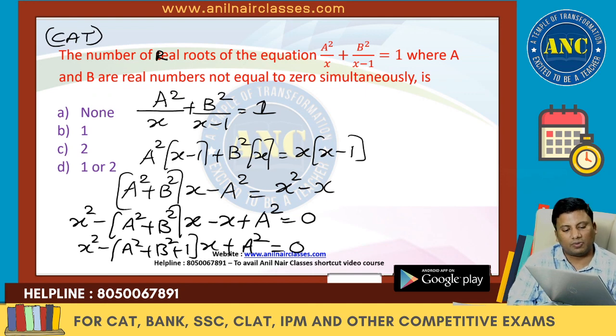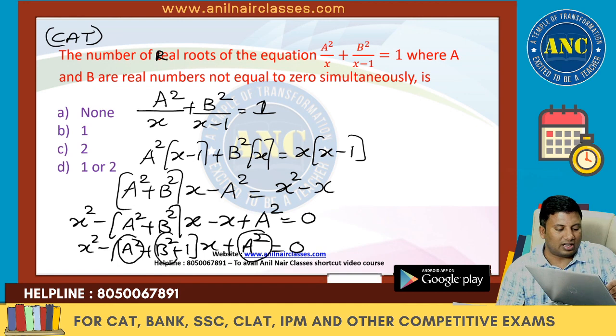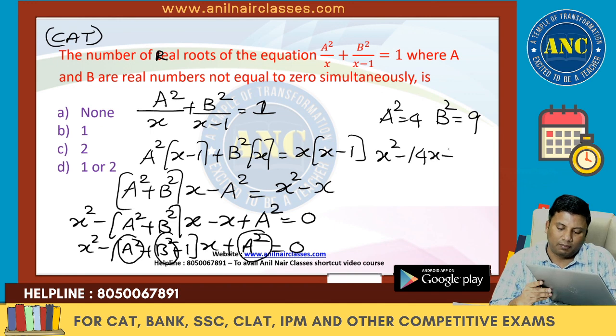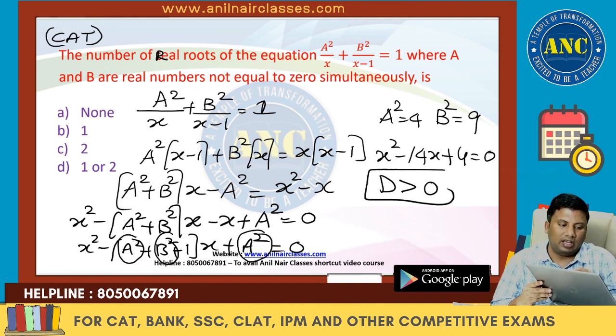a square into x minus 1, b square into x equivalent to x into x minus 1. a square plus b square into x minus a square equivalent to x square minus x. x square minus of a square plus b square into x plus a square minus x. This is square, this is square, this is square. Take some random values. a square equivalent to 4, b square equivalent to 9, x square minus 14x plus 4 equivalent to 0. D is greater than 0.